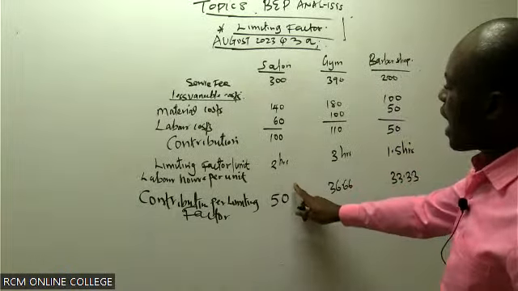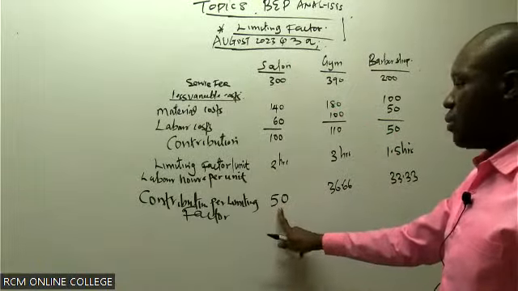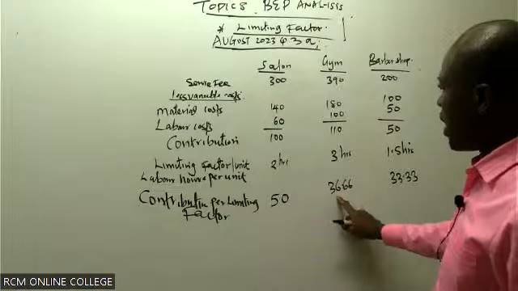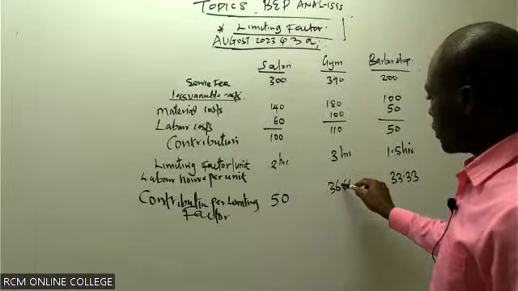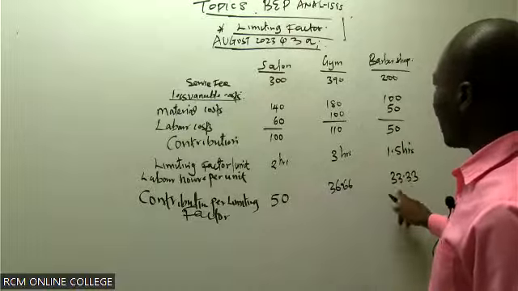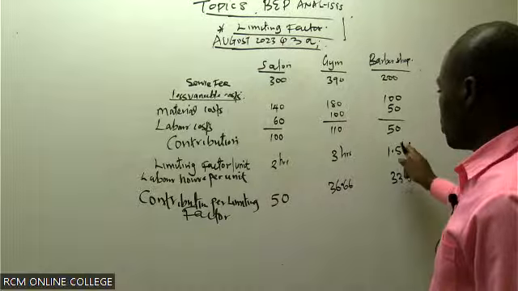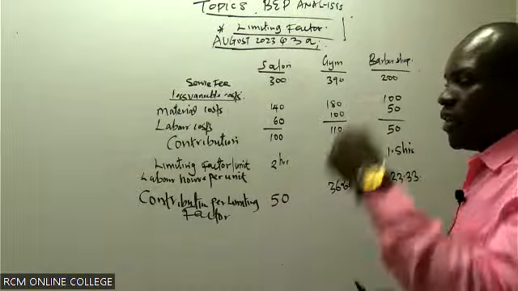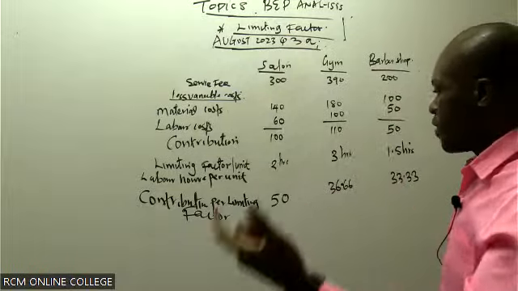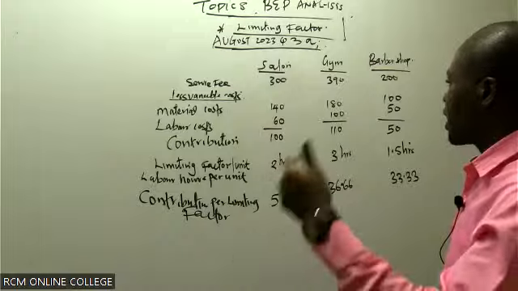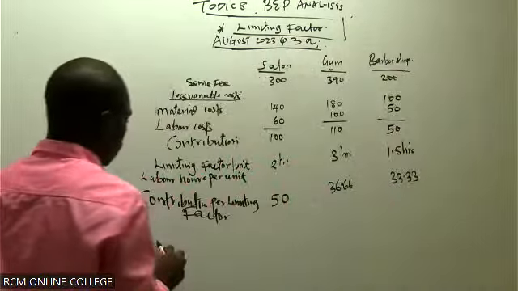For every 1 hour I'm going to use under saloon, I will be getting 50 shillings contribution. For every 1 hour under gym, I'm going to get 36.66. For every 1 hour I'm going to spend under barber shop, I'm going to get a contribution of 33. The higher the contribution, the better for the company, or the more profitable the product or department is. So let's now do the ranking.